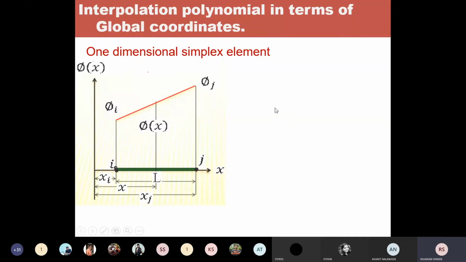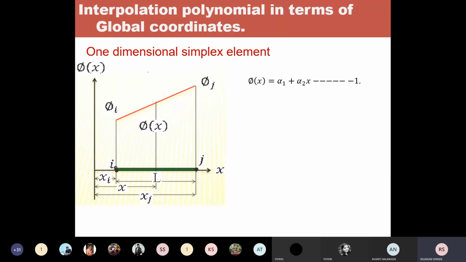Now we have already seen this. This is the interpolation polynomial for the field variable, or this equation is giving the variation of the field variable over the element, that is alpha 1 plus alpha 2 x. Alpha 1 and alpha 2 are the generalized coordinates and x is the global coordinate.